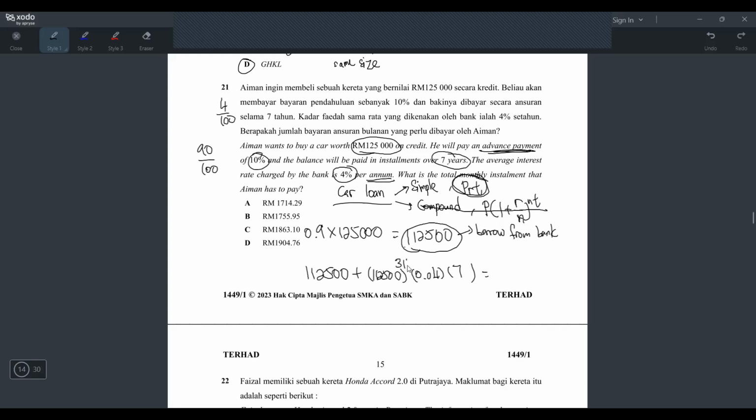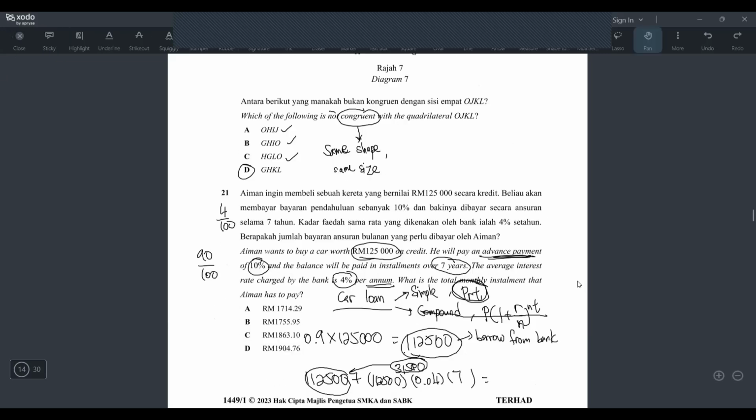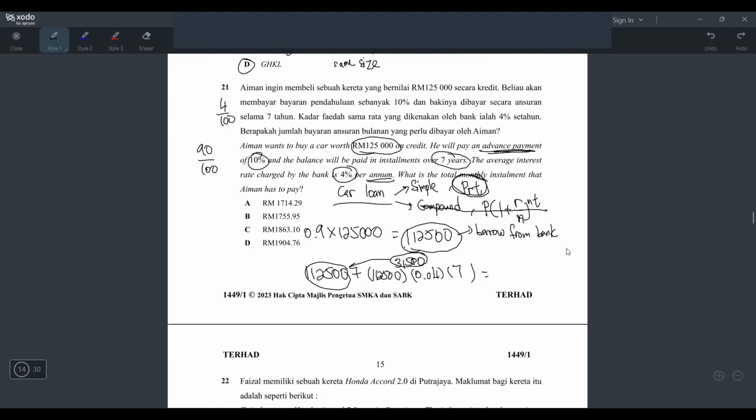You get 31,500, right? But is that the only amount you have to pay? No. You still have to add the 112,500, the principal, because this is just the extra charge, the interest. That's why if you look at the formula given in the exams, the total loan repayment will be P plus PRT. If you want to find the total amount you have to pay back, it will be this formula. PRT is only to find the interest.